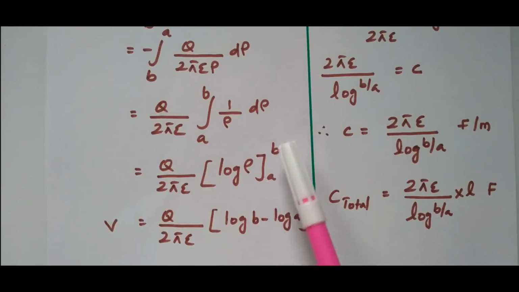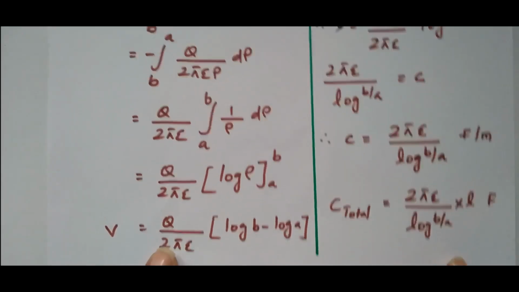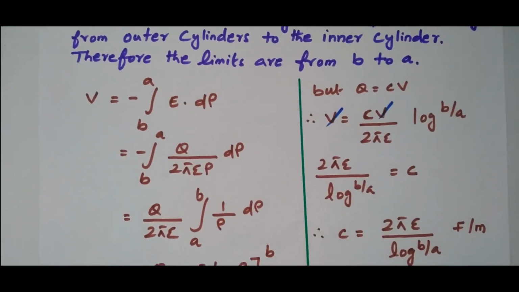We need to substitute the limit A to B, so that V equals Q divided by 2 pi epsilon into log b minus log a. So upper limit and lower limit, while substituting, we got log b minus log a, right? So what we got, V equals Q divided by 2 pi epsilon into log b minus log a. But what we need is capacitance. So substitute Q equals CV in this equation. That is V equals CV divided by 2 pi epsilon, and log b minus log a is written as log b by a, right?